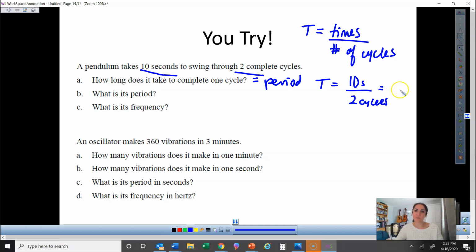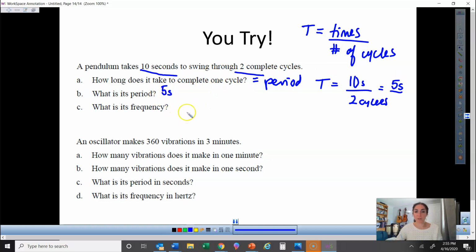10 seconds divided by 2 cycles will give you a total of 5 seconds for the period. In fact, this question is redundant because the period is also, this is the period, so it's 5 seconds. So don't let questions get to you. Sometimes they're repetitive, they are that way. So this is the period.